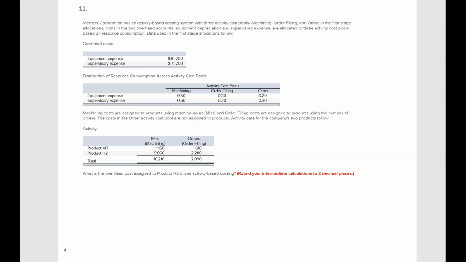For number 11, we're looking at the overhead cost that's assigned to product H2. And this is based on ABC or activity-based accounting. The first thing I'm going to do is take the equipment expense and the supervisor expense and multiply them by the percentages of 50 and 50, because we're looking at machine first, and then I'm going to do the same thing with the order filling.